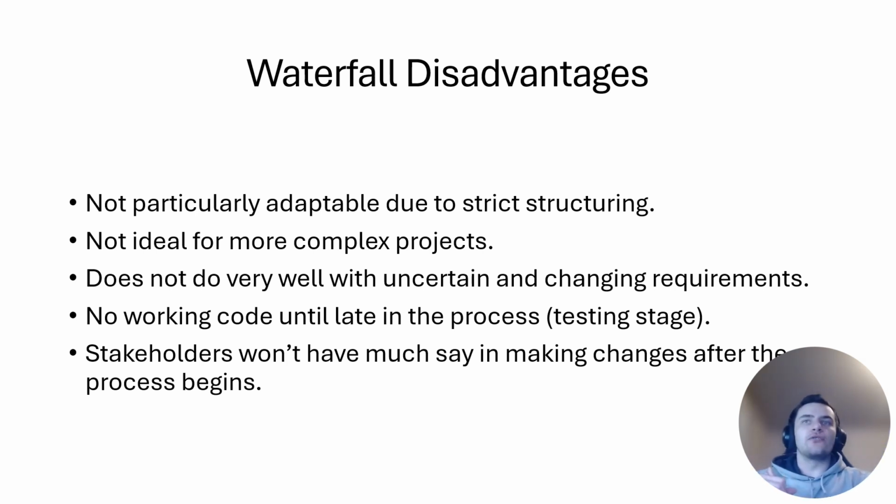So this doesn't do well, like I said, with uncertain or changing requirements. Not a flexible project model. And it's not going to have any working prototype code until late in the process when you're basically done, and that'll be the end of the model. And similarly, stakeholders are not going to have a whole lot of say because you're not going to be going back and iterating, changing things with feedback compared to some other project models.